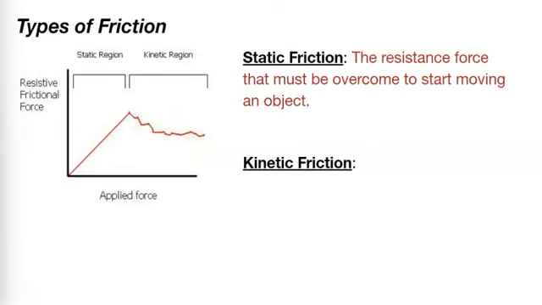The first region, where you see friction basically gradually going up as applied force increases as well, is the region of static friction. This is the resistance force that has to be overcome in order for an object to start moving in the first place.